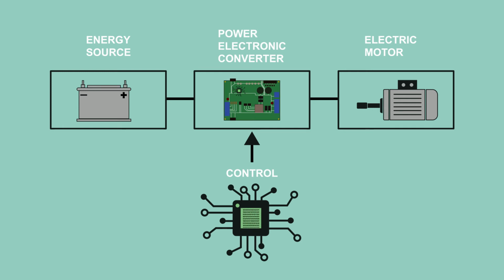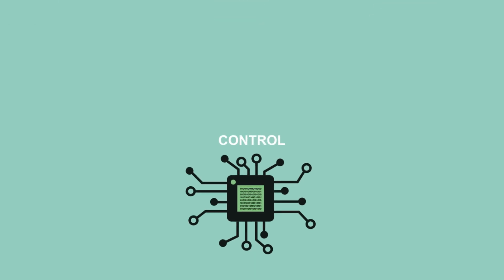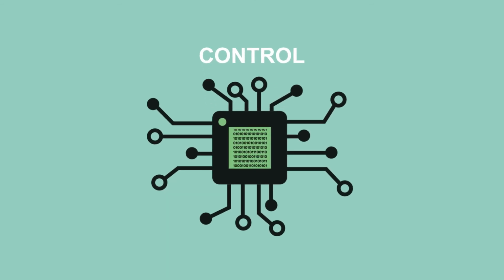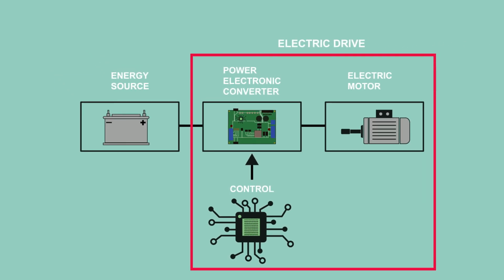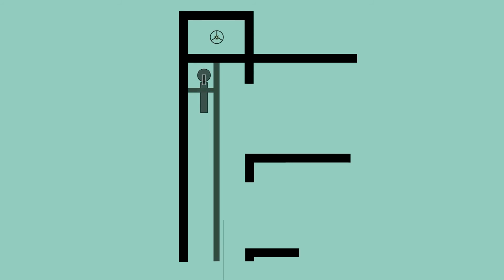Lastly, a control algorithm is required to control all the components. The ensemble of these 3 elements, power electronic converter, electric motor and control, is known as electric drive. Using this technology, the following is possible.